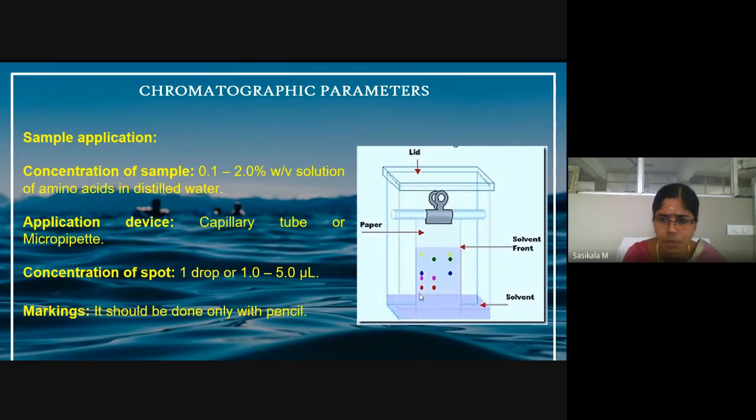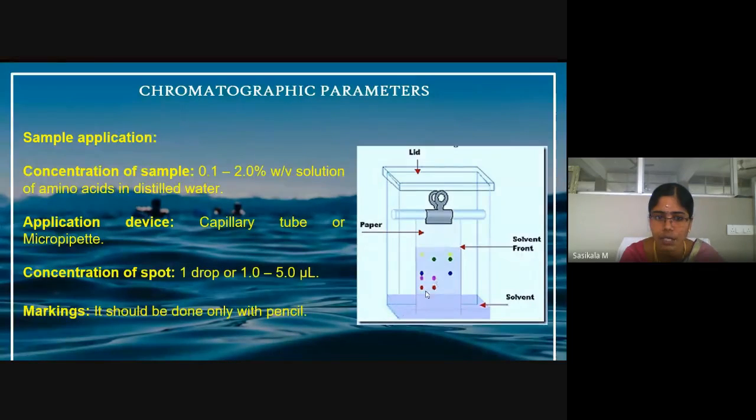After that, you need to mark, leaving the distance. You cannot mark at the edges. Leave equal distance for each sample, and then put a circle with a pencil. You cannot use an ink pen or ballpoint pen for marking. Using a pencil is mandatory here, since if you use an ink pen, it will also get separated and give color over the paper. So to avoid that, we need to use pencil only for marking.